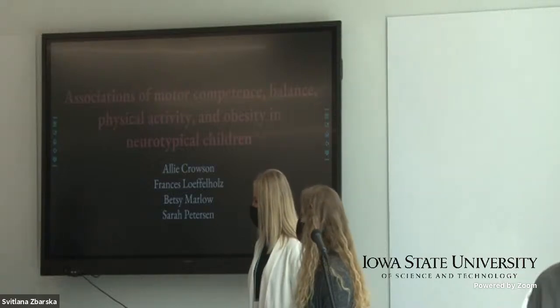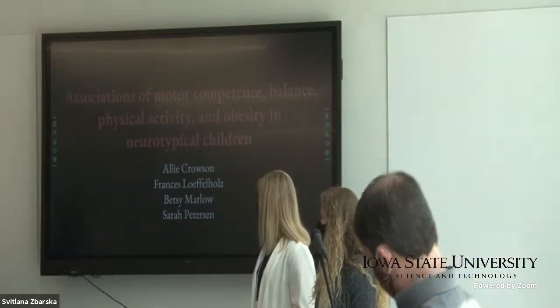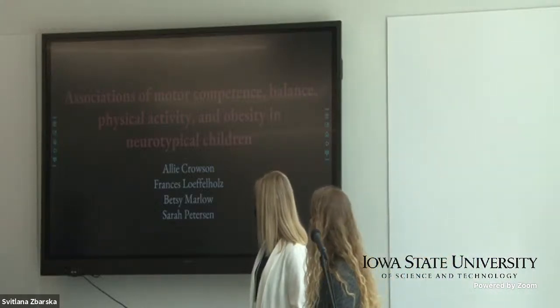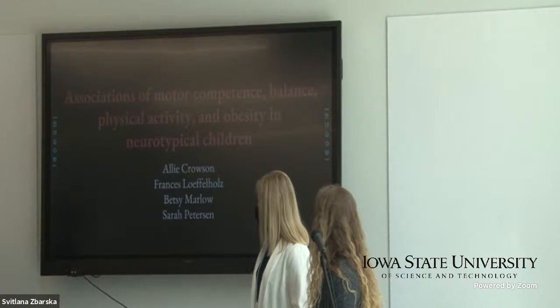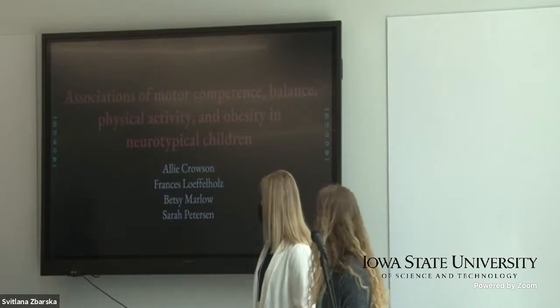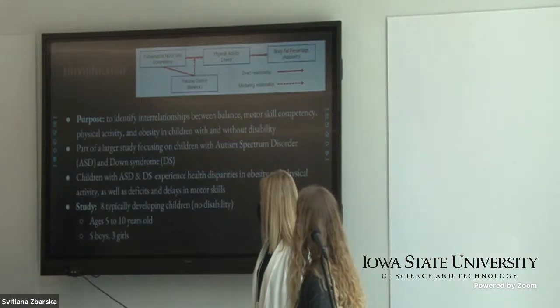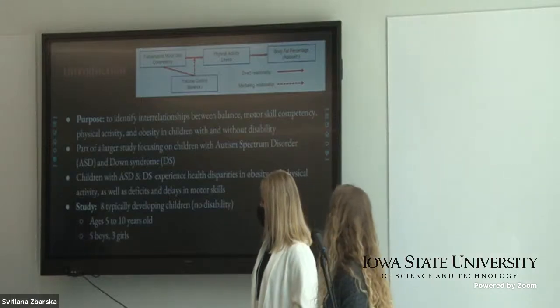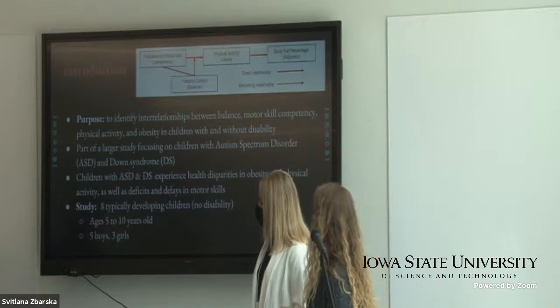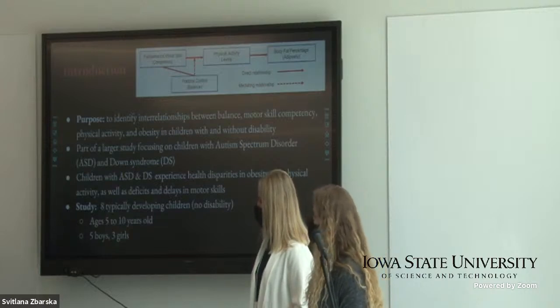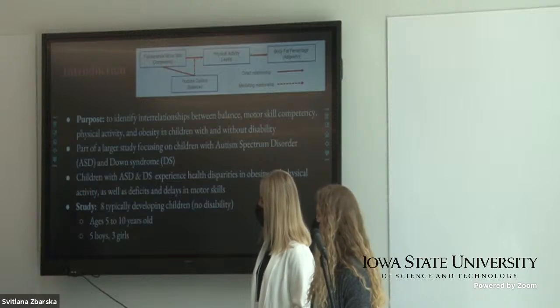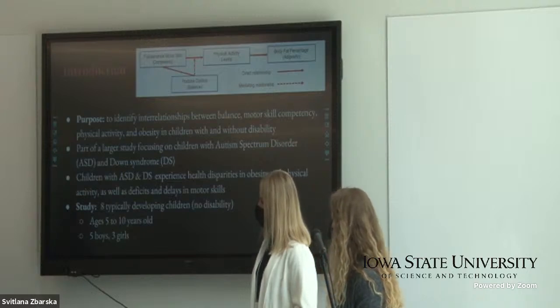Okay, so the title of our research project is Associations of Motor Competence, Balance, Physical Activity, and Obesity in Neurotypical Children. So the purpose of this study is to identify the interrelationships between balance, motor skills, physical activity, and obesity. It's part of a larger study that focuses on children with autism spectrum disorder and Down syndrome.